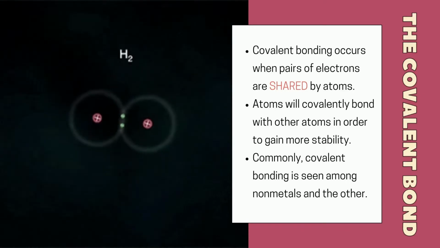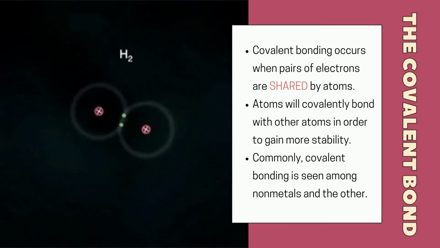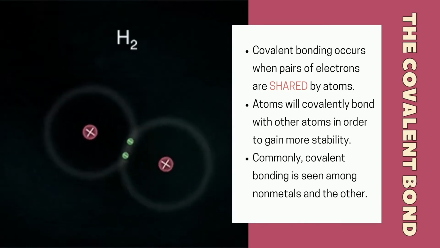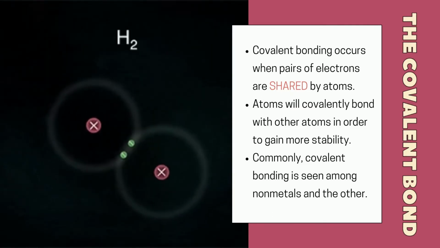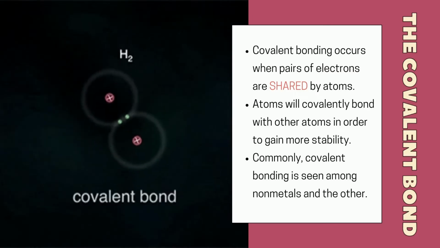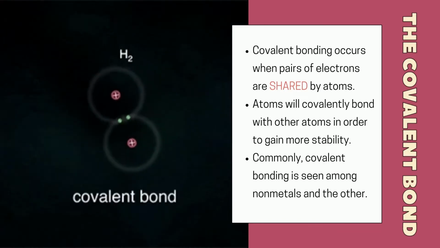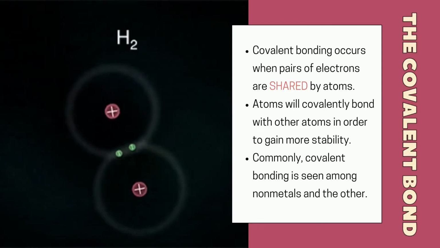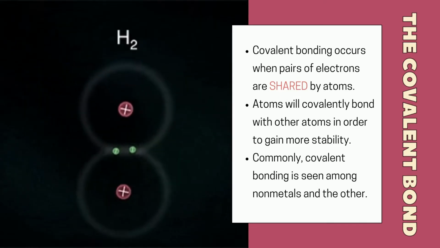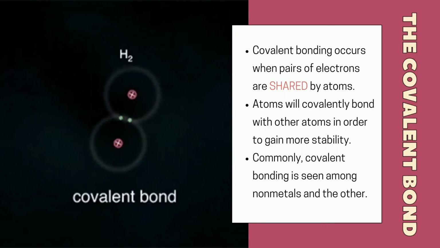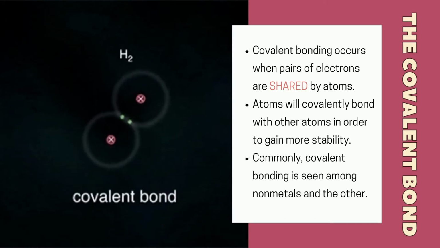The main concept why covalent bonds are distinguishable is that they occur when pairs of electrons are shared by atoms. Take a good close look at how I stress the word shared, because unlike an ionic bond where electrons are transferred, electrons are shared in covalent bonds. Atoms will covalently bond with other atoms in order to gain more stability, which is gained by forming a full electron shell. By sharing their outermost valence shells, atoms can fill up their electron shell and gain stability.